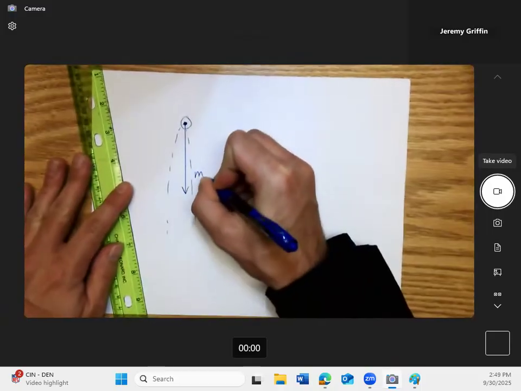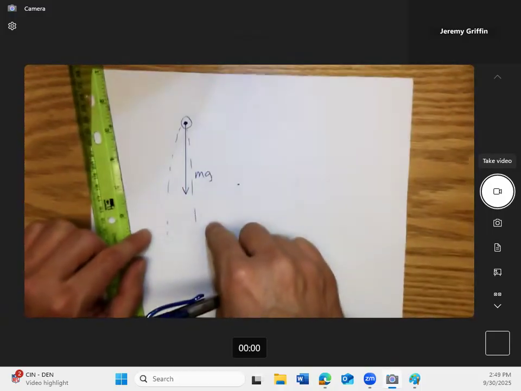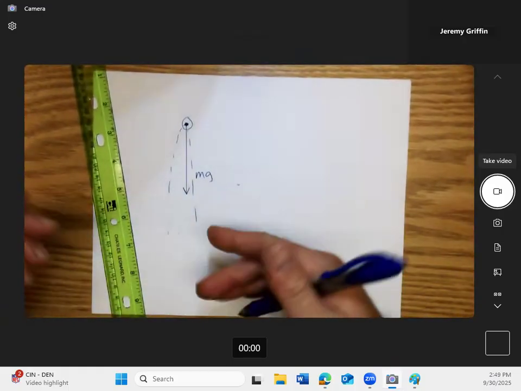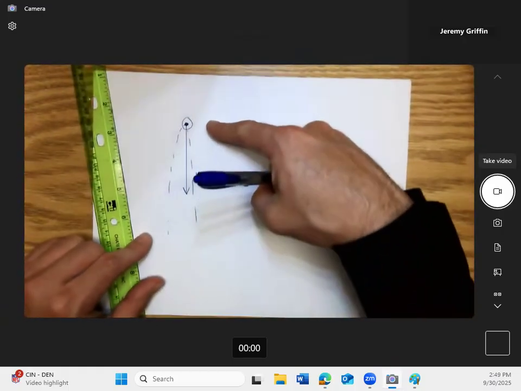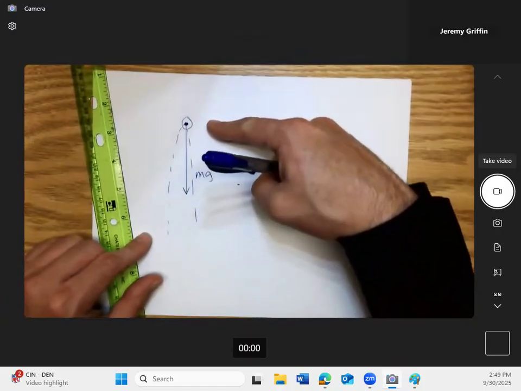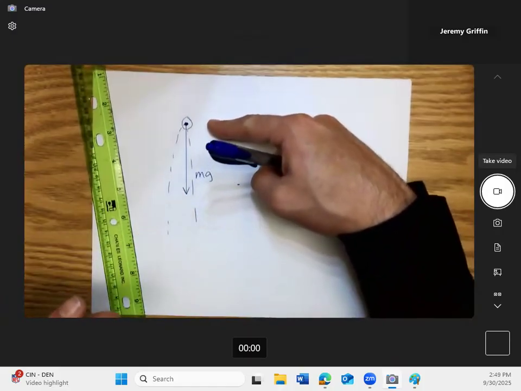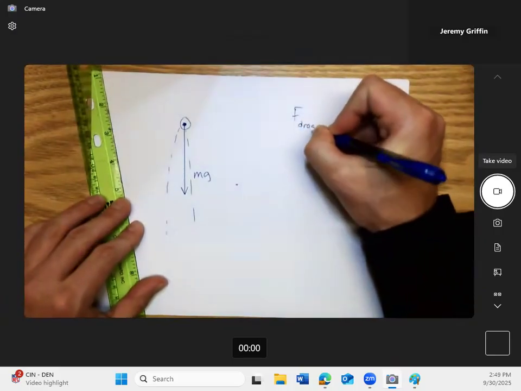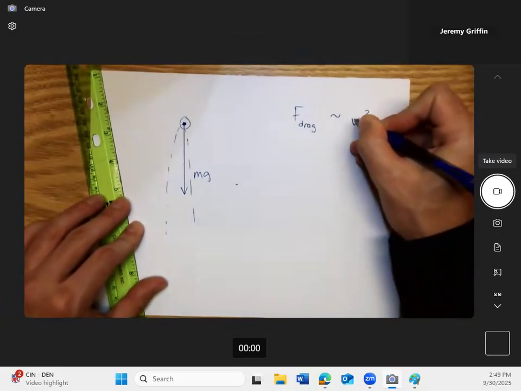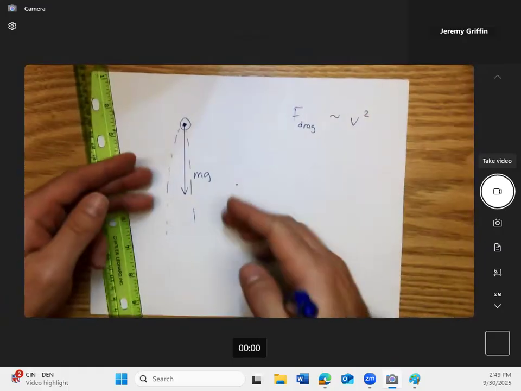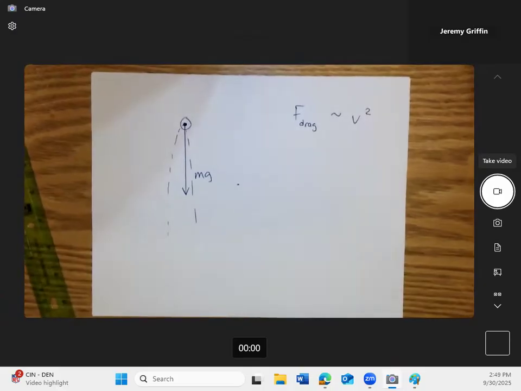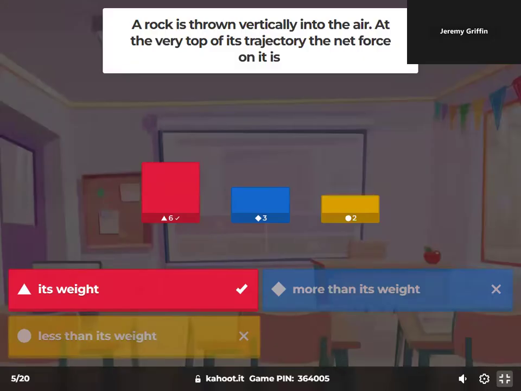Because in fact, from the moment it leaves your hand until the moment right before you catch it, the only force on it is its weight. If you consider air drag, it's a bit more complicated. But at the very top, it's not actually moving for one instant. Drag force turns out to be proportional to the speed squared, so if the speed is zero, the drag force is also zero. So that would still be the free body diagram, even in the air. So the net force is just its weight. Hey, you guys good with these?